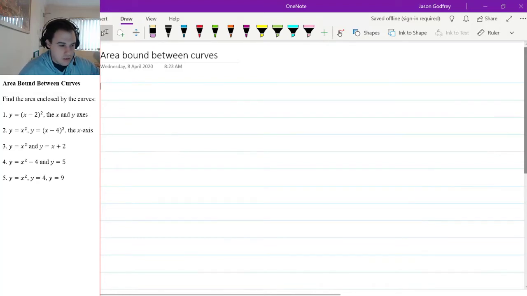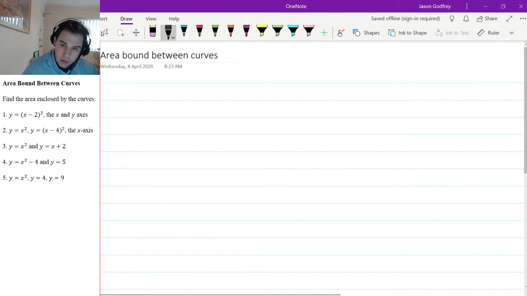Hi, so in this video we've looked already in the last couple of videos at areas bound between the x-axis and the y-axis. So we're going to be looking at areas bound between different curves. When we say curve, we really mean any kind of function or equation, right? It could be something that's actually curvy, like a polynomial or a trig function, something like a parabola, but even straight lines we're considering curves as well.